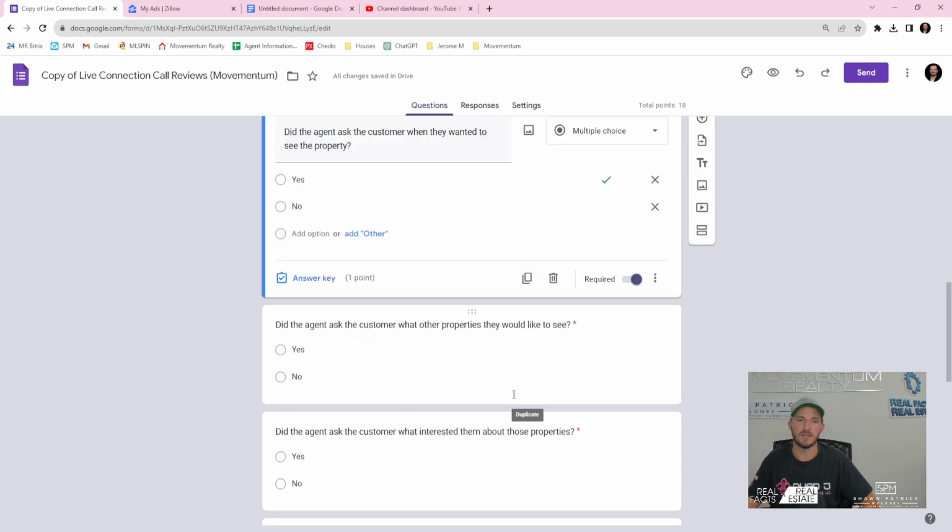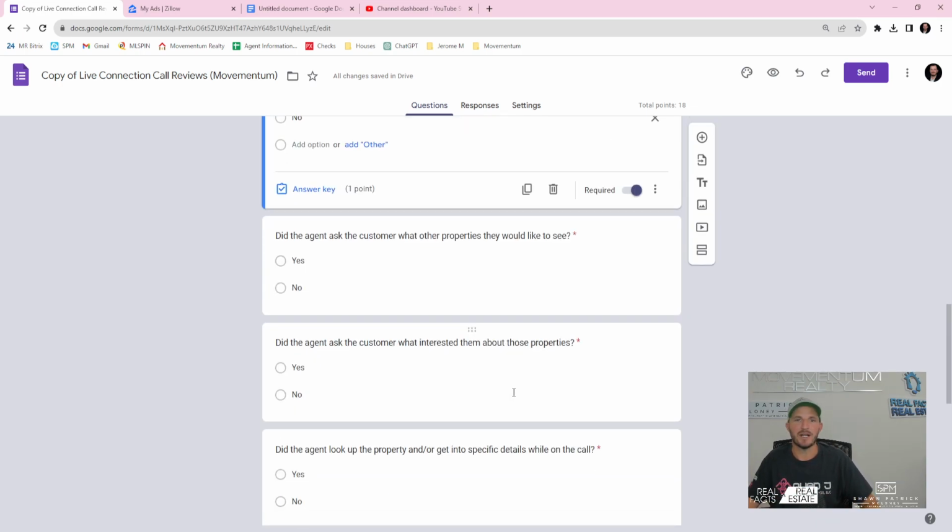Next up, did the agent ask the customer what other properties they would like to see? This is an important one in separating ourselves from the property again. When they call in and think with a list agent, they think we can only sell them this one property, right? We really need to sell them that property.